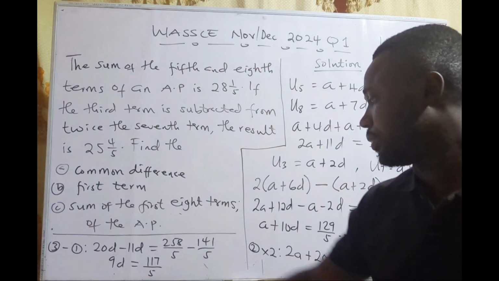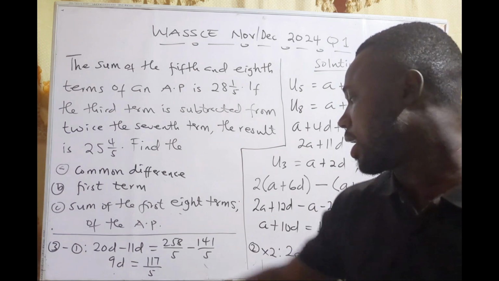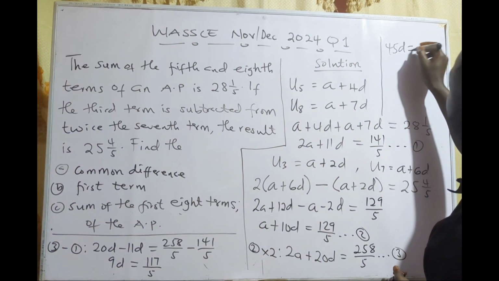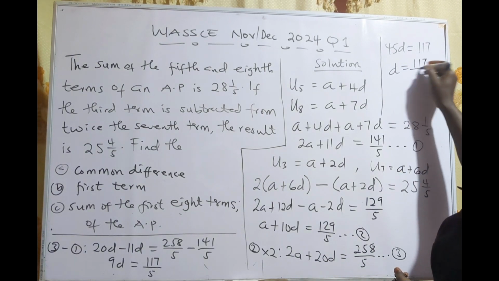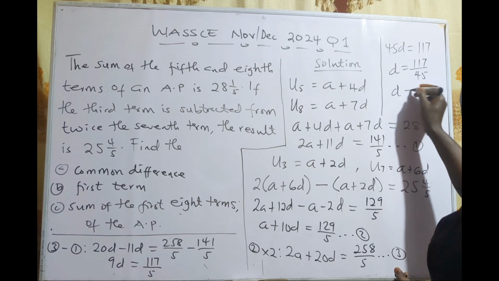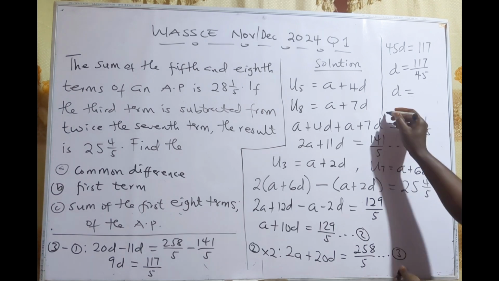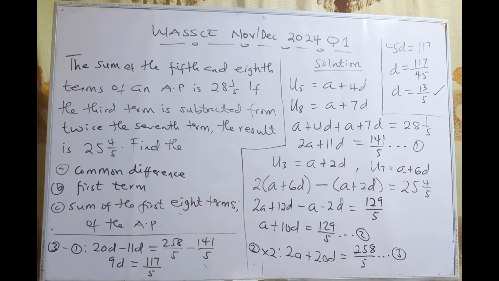Okay, so here what we do, we are going to multiply the 5 by 9, so that we have 45. 45b is equal to 117, and let's divide 117 by 45 and see what we get. So 117 divided by 45 is 13 on 5. So we get our common difference as 13 on 5.